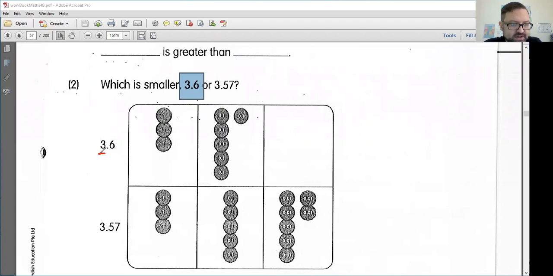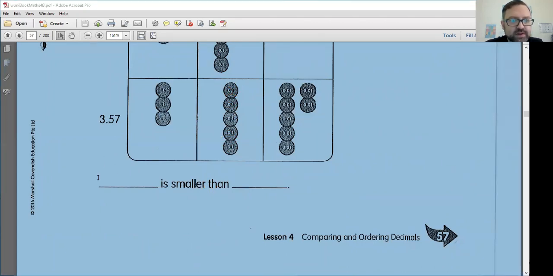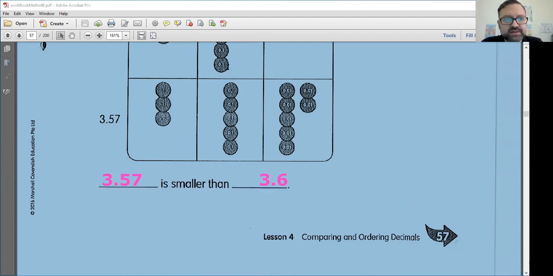In this first number here, in the ones column, we have 3 and 3. So that is equal. Then let's take a look at the tenths: 6 and 5 here. So we have 6/10 in this first number and only 5/10 over here. So which one is smaller? I can tell which one is bigger now, okay? 6 is bigger than 5. So we want to know which one is smaller. 3.57 is smaller than 3.6. All right, so basically these hundredths over here, these 7/100, they don't even matter.